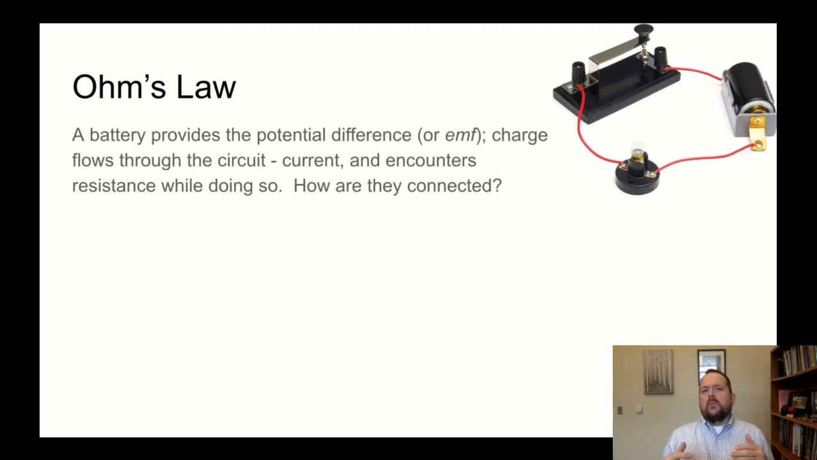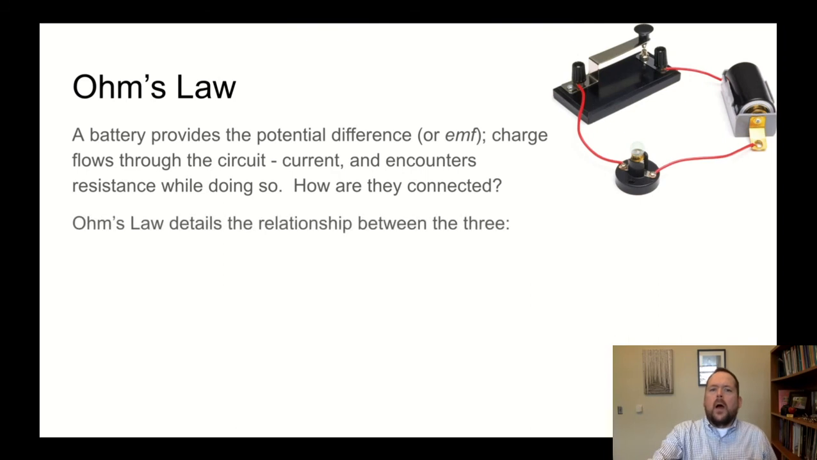So a battery is what provides the potential difference to the charges. Sometimes you'll see that called the electromotive force, or EMF. So charge gets pumped through the battery, and I like to think of the battery as a pump, just like a water pump pumps water. And then charge flows through the circuit as an electric current, and as it's moving through the circuit, it encounters resistance. So how are all those parameters connected? Well, Ohm's law is what details this relationship.